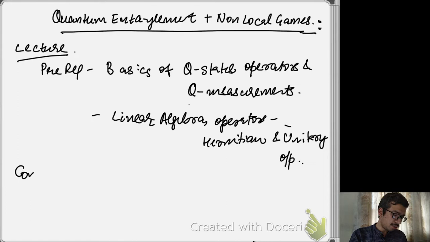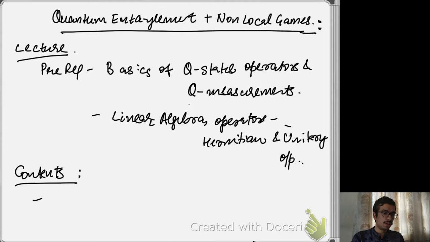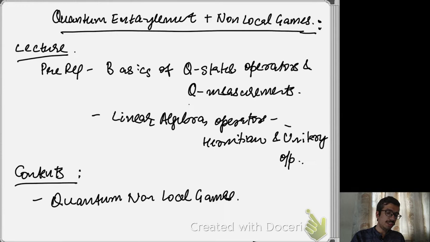So the contents of this course include quantum non-local games. And what are these? So we'll actually describe them formally. But if you are familiar with CHSH game, for example, wherein what we see is that there are two players and each is given some input and they have to produce some output. And finally, what we want is that the output should have some correlations, and these sort of correlations can be obtained through quantum entanglement. However, these correlations cannot be produced classically. So that's what we will be seeing in this course.